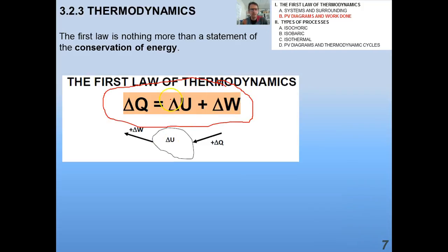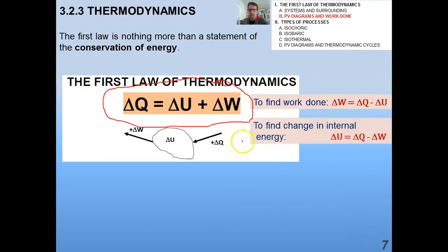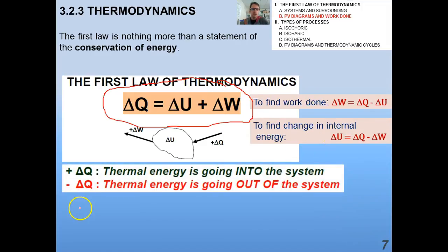Okay, if you ever forget, just remember the diagram of the potato. This is actually in your data booklet anyway. To find the work done, we just rearrange this equation: delta Q minus delta W. To find the change in internal energy, again, rearrange it. A couple of things: positive delta Q, thermal energy going into the system; negative delta Q, thermal energy going out of it.